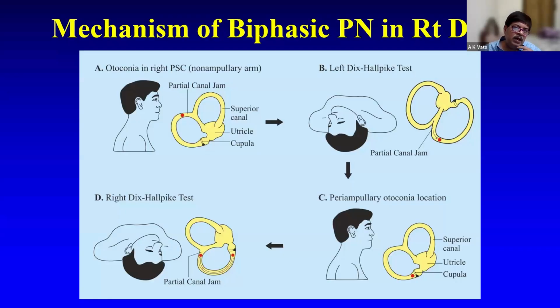So I did the left Dix-Hallpike first. The otoconia, which were in the non-ampullary portion of the right posterior semicircular canal, during the left Dix-Hallpike test moved away from the crus commune towards the ampullary region. So as he was uprighted from the left Dix-Hallpike position, it reached the periampullary position. And now, when subsequently the right Dix-Hallpike test was done, there was a biphasic movement.